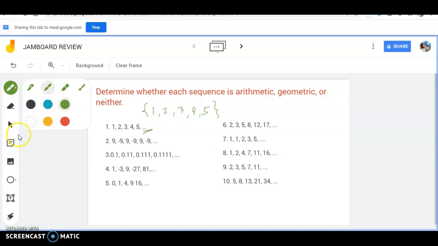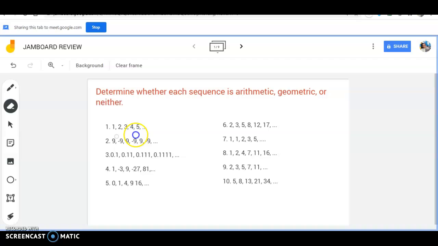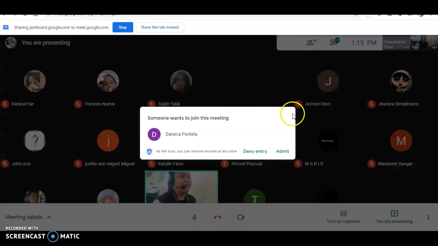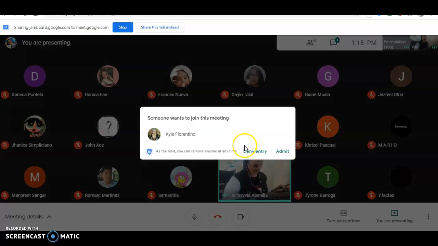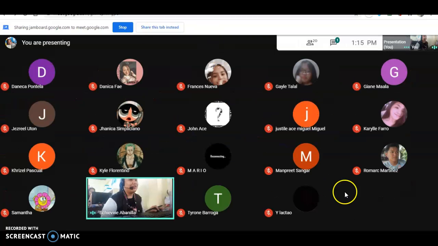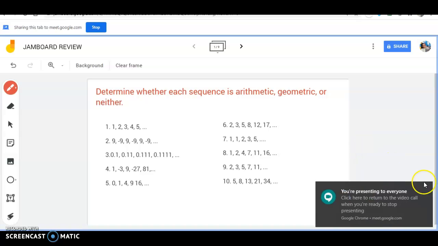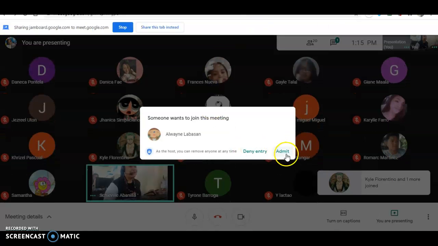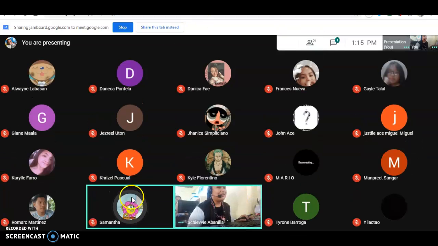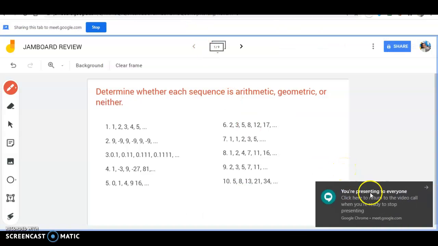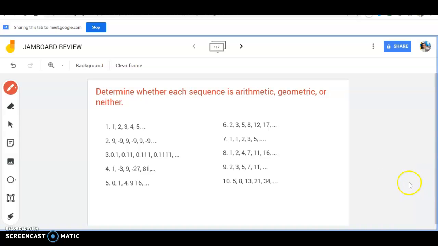Now, sa exam, I will ask you to identify whether the sequence is arithmetic or geometric. Now, can you still remember the difference of a geometric and arithmetic pattern? Who can still remember the difference? Paano natin masasabi na it is arithmetic or kailan natin masasabi na it is geometric? Yes, Sam. When can we say that a pattern is geometric and when can we say that a pattern is arithmetic?